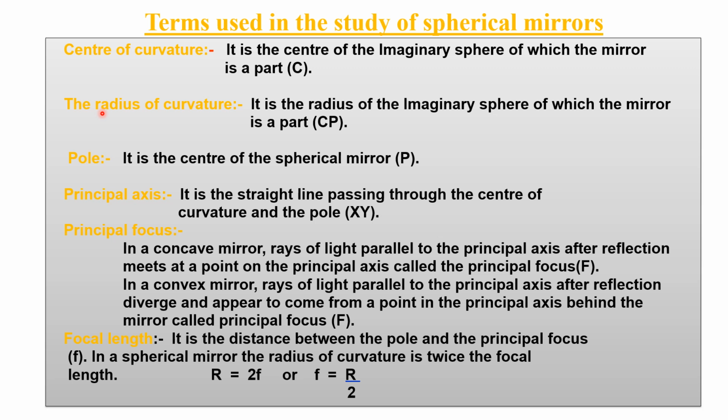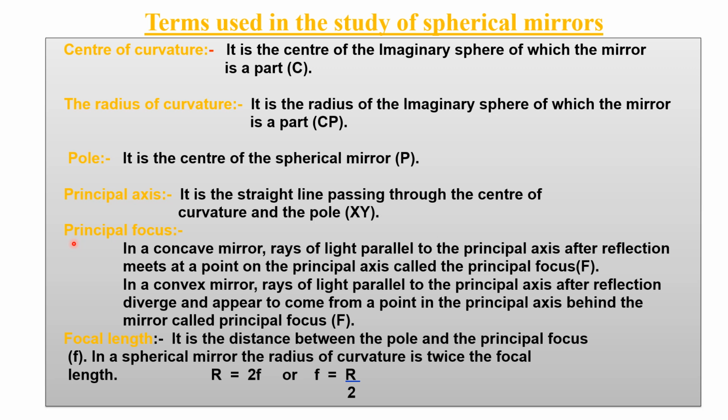Next is the radius of curvature. This is nothing but the radius of that imaginary sphere. It is denoted by CP. Next is the pole. Pole is the center of the spherical mirror, that is, the center point of the reflecting surface. Next is the principal axis. Principal axis is the straight line passing through the center of curvature and the pole. I will explain this with the diagram in the next slide.